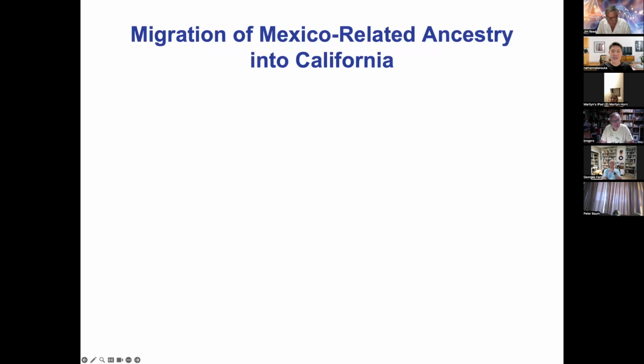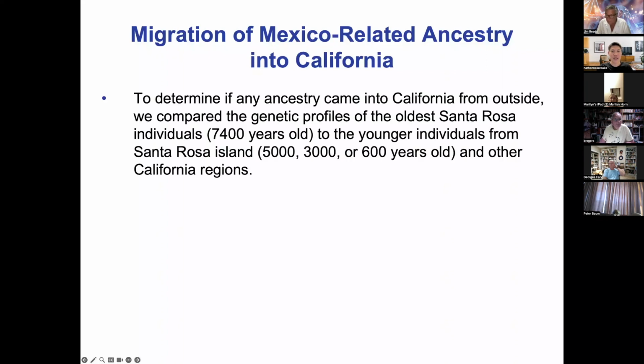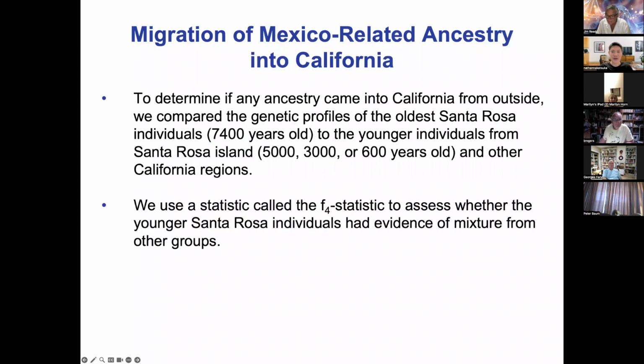So we wanted to do more rigorous analyses to determine if any ancestry came into California from outside. To do this, we compared the genetic profiles of the oldest Santa Rosa individuals to the younger Santa Rosa individuals in other California regions as well. We used a statistic called the F4 statistic to assess whether the younger Santa Rosa individuals had evidence of mixture from other groups. The F4 statistic is basically an allele correlation statistic where, if you have mixture from another group and a genetic variance from another group, it'll create these correlations in the genetic structure that you can assess with this statistic.